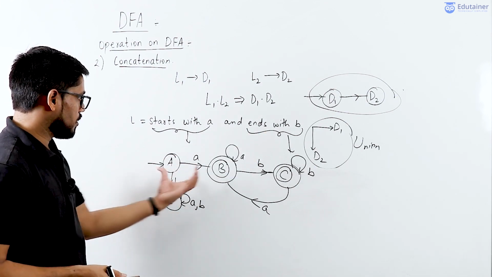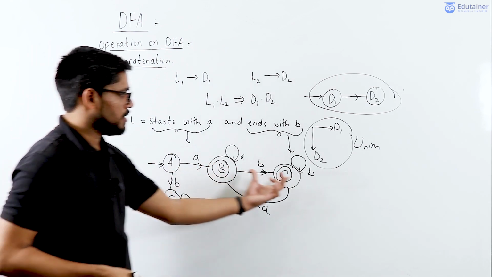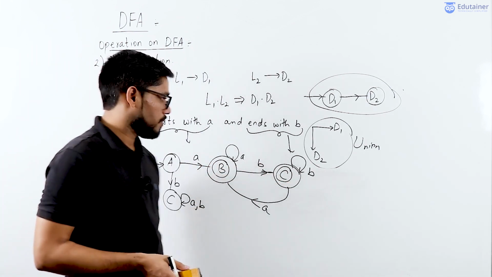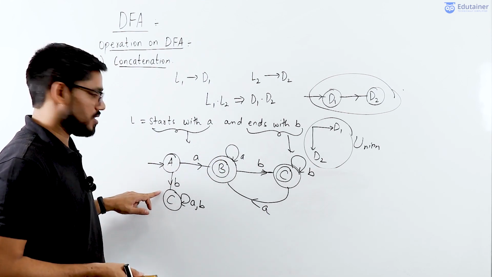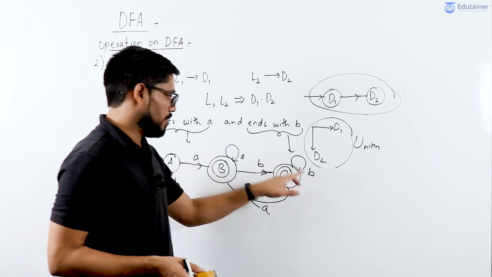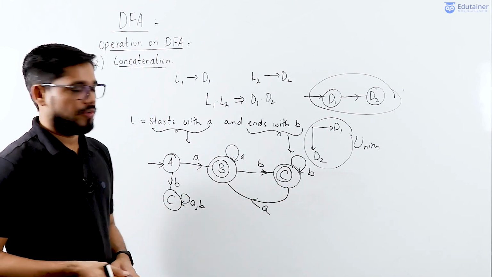So what I did here, I drew the DFA1 and then concatenated the DFA2 with this DFA1. Okay, so it starts with A, rejects strings starting with B, and then ends with B. If you see A, then we move back to the previous state.